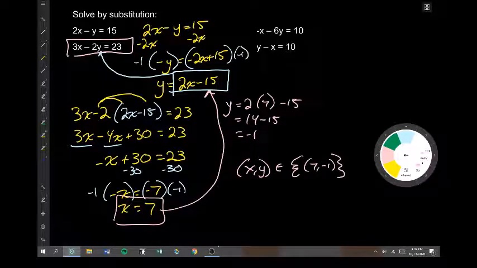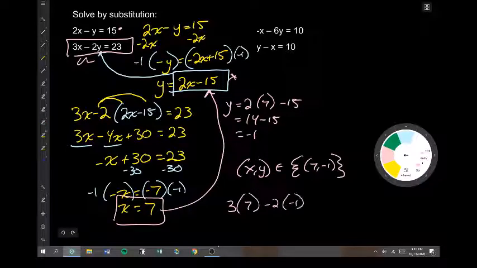not the one that I used to find y. I technically used this equation right here to find y, because that's how I got this over here. So I'm going to check it in this one. If I do 3 times 7 minus 2 times negative 1, that should come out to 23, and 21 plus 2, because negative 2 times negative 1 is positive 2, 21 plus 2 does equal 23, so it checks.